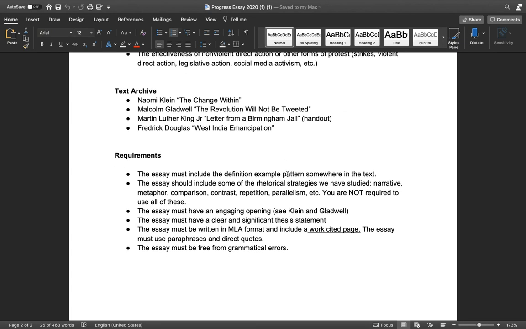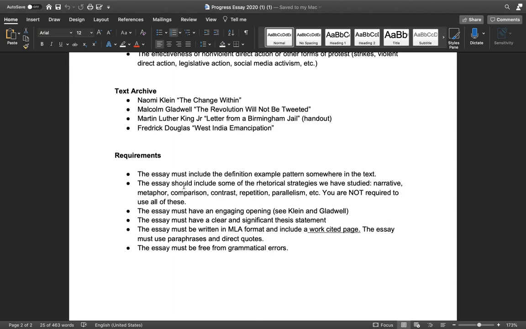Requirements notes how you will be graded. These are some things you must do. You must include the definition example pattern somewhere in your essay. It doesn't have to be the introduction. It could be, but it should appear somewhere in your text.